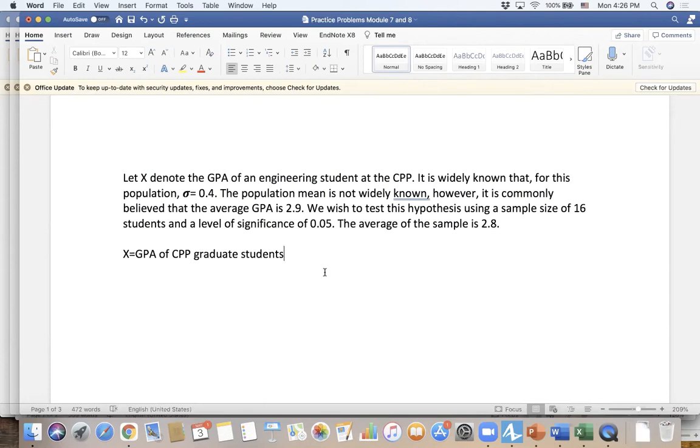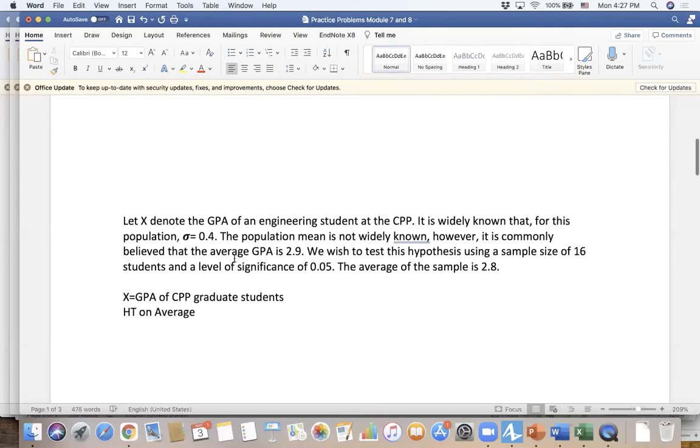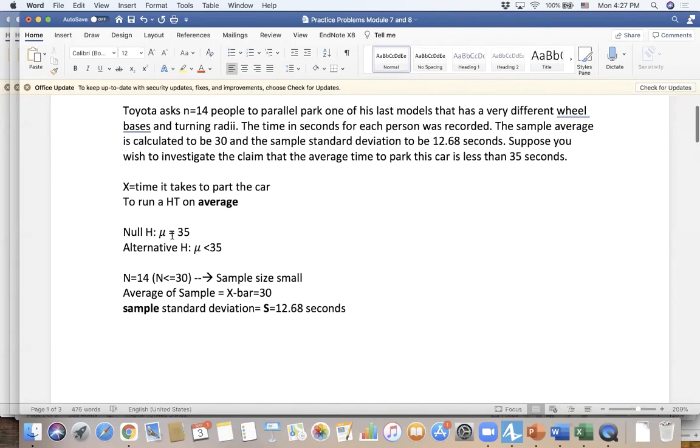Where did you see that? It says that the average of GPA is 2.9, and we're testing the hypothesis of the GPA. Exactly. It's commonly believed that the average is this much. We took a sample, the average of the sample is this much. So it's average, average, average. So this is a hypothesis test on the average of this random variable.